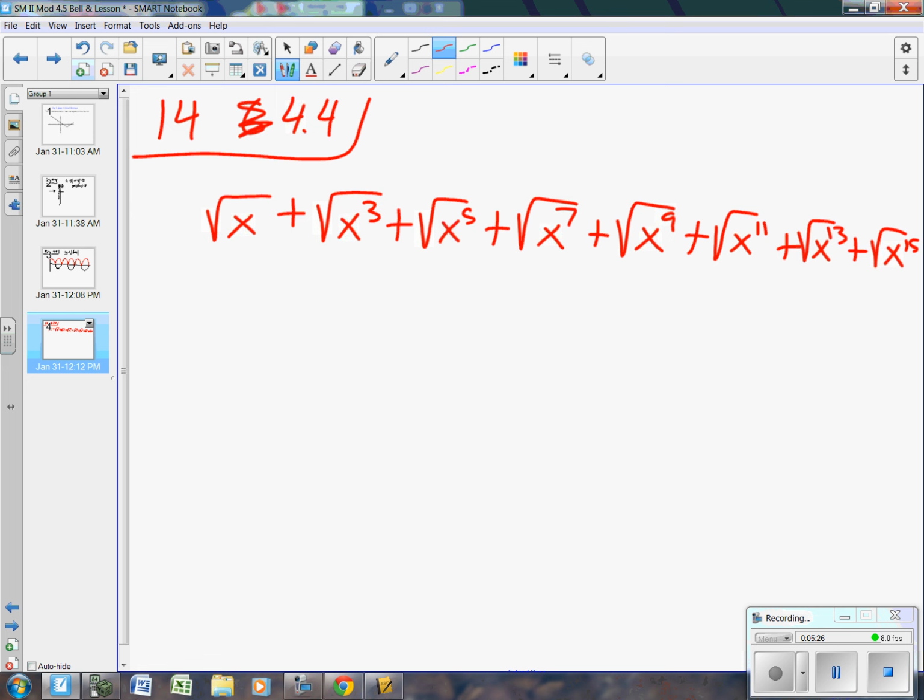Okay? So, how would I write the square root of x as a rational exponent? Roger, what do you think? How do you write square root of x as a rational exponent? That's right. Okay, Christian, how would you write the square root of x cubed as a rational exponent?